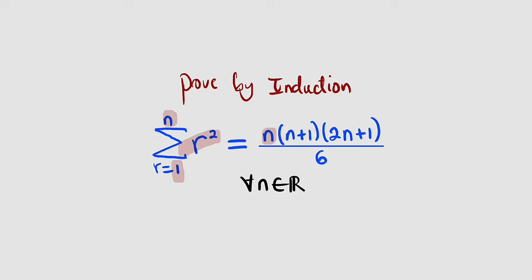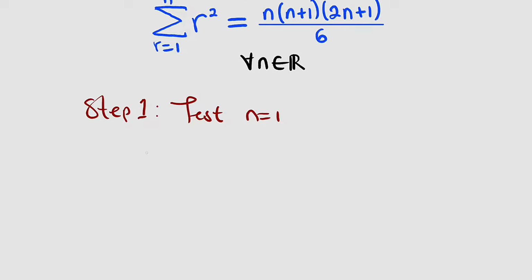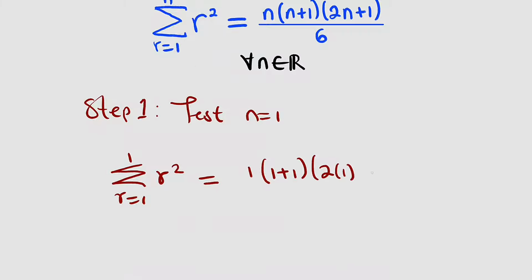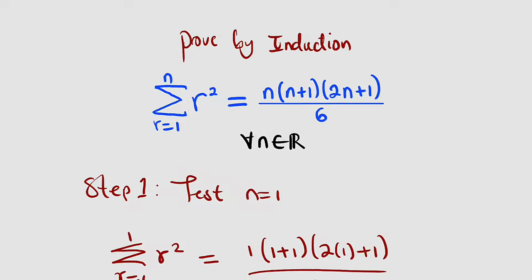So let's start. Step 1, we want to test for n equal to 1. Therefore, we have summation of r squared, r from 1 to 1, which is equal to 1 multiplied by 1 plus 1 multiplied by 2 multiplied by 1 plus 1 divided by 6. We have just substituted n equal to 1 from left to right.